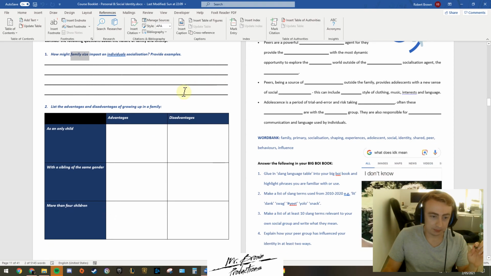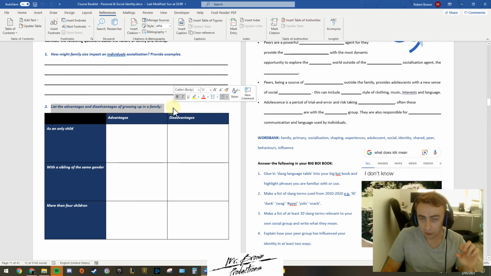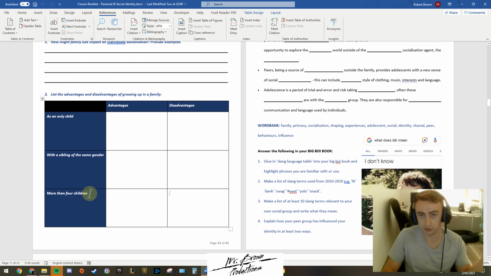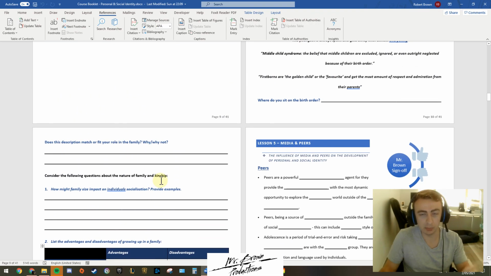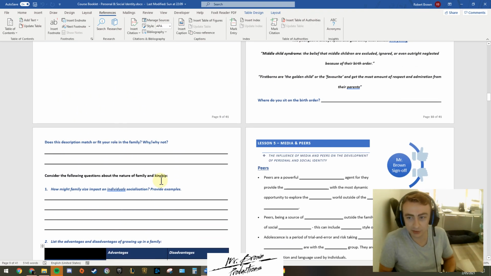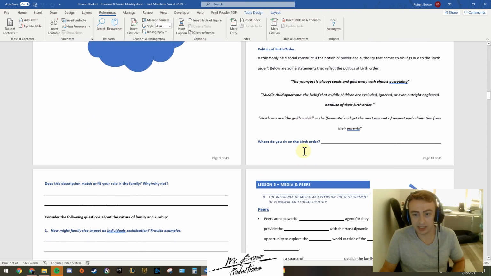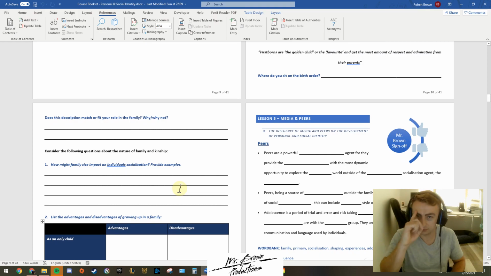After you've done that, I want you to complete this table, listing the advantages and disadvantages of growing up in a family as an only child. What are the pros and cons? With a sibling of the same gender, the pros and cons. And with more than four children, the pros and cons. I want you to fill that table out. We'll have a bit more robust discussion about that in the classroom to really cap off our understanding on Friday. But that is it for lesson four. See you later.